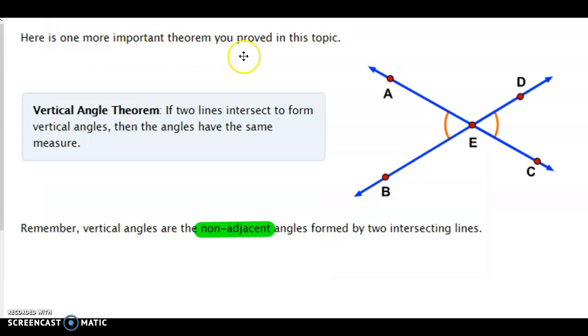The vertical angle theorem: remember if you have two lines intersecting, then you are forming two pairs of vertical angles. By definition, vertical angles are just the non-adjacent angles that are formed by intersecting lines. So these two angles are adjacent, they are not vertical. These two angles are non-adjacent, they are the vertical angles. So in other words, they're the angles that are opposite each other. Now the vertical angle theorem gives me a relationship about the angles. It says that the vertical angles must have the same measure. So in other words, the vertical angles are congruent. That's what the vertical angle theorem states.